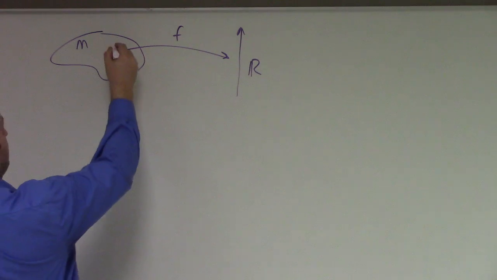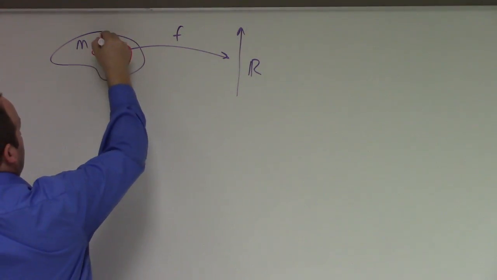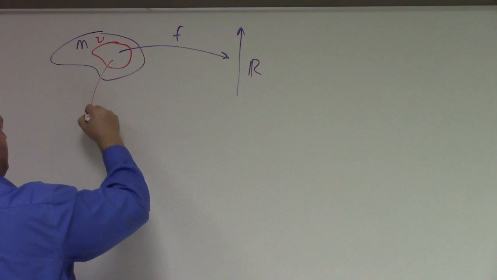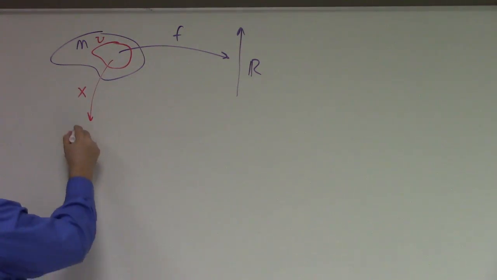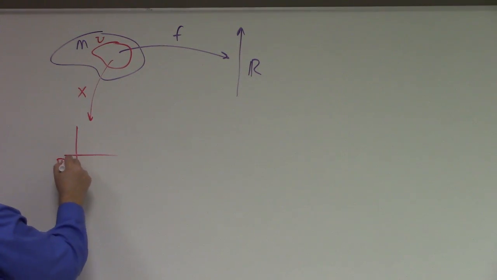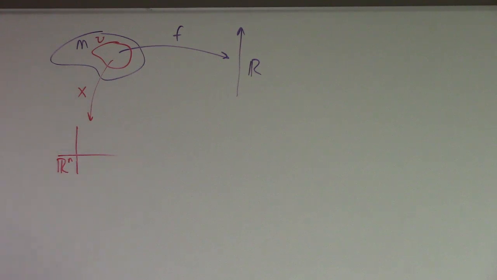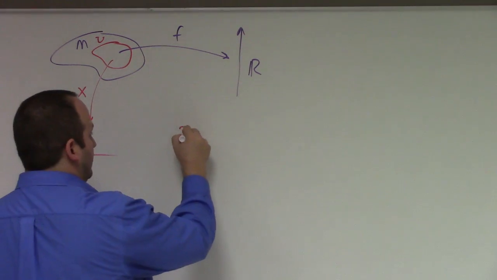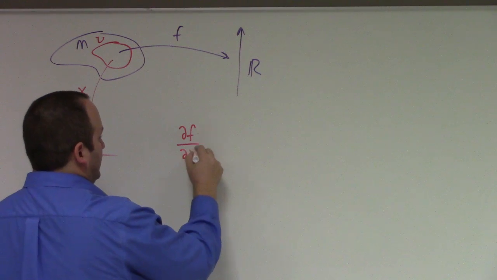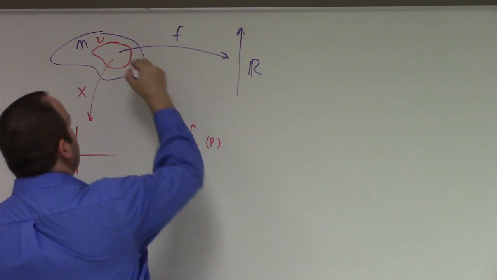So here's a U, and the coordinate chart is x. That gives us down a copy of Rn. How would we define partial f, partial x at some point P up here?